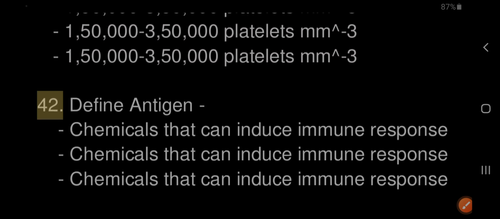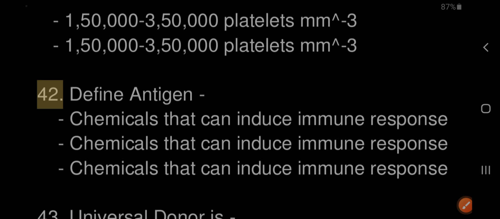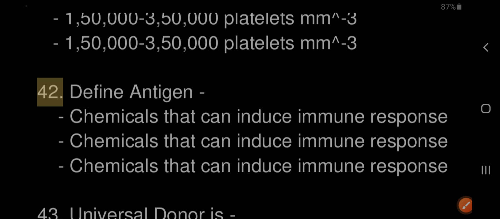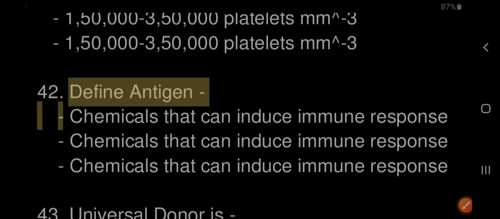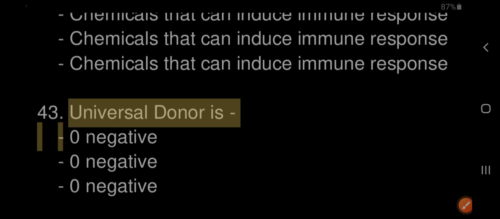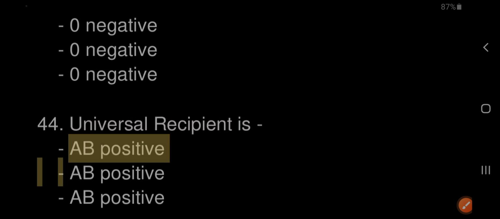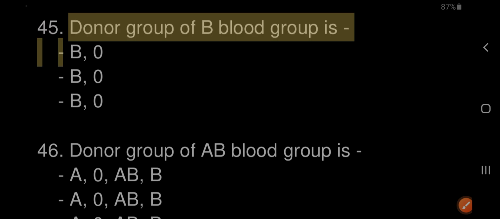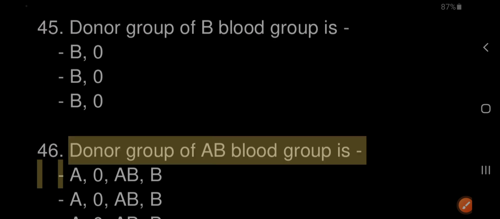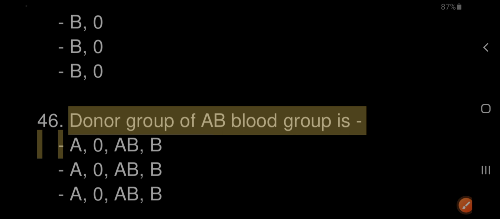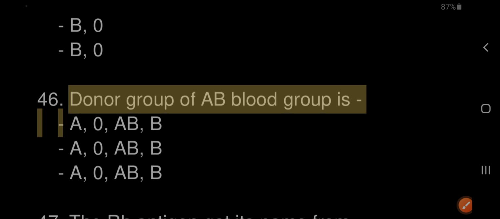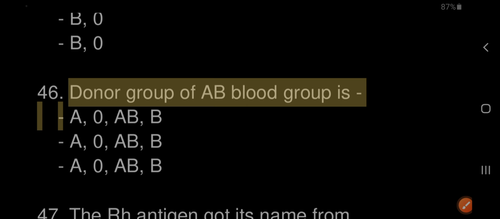42. Define antigen: chemicals that can induce immune response. 43. Universal donor is O negative. 44. Universal recipient is AB positive. 45. Donor group of B blood group is B and O. 46. Donor group of AB blood group is A, O, AB, B.